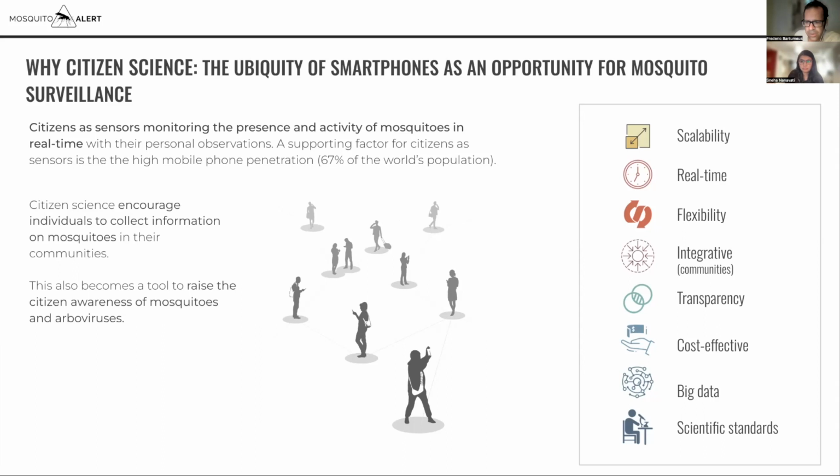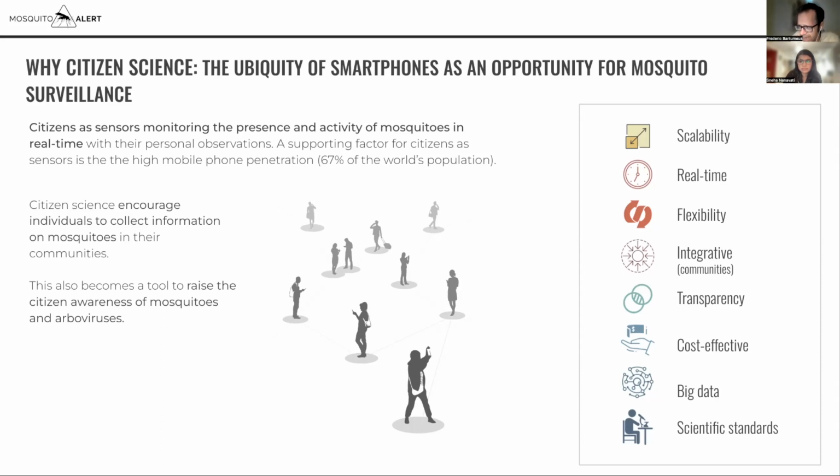All the system is anonymized, so we don't know who is who. We don't ask for Facebook accounts or names of people, emails. We don't know anything, but we have device UUIDs, and we can communicate with them if we see that they are sending us, for example, nice pictures or pictures of a relevant mosquito.